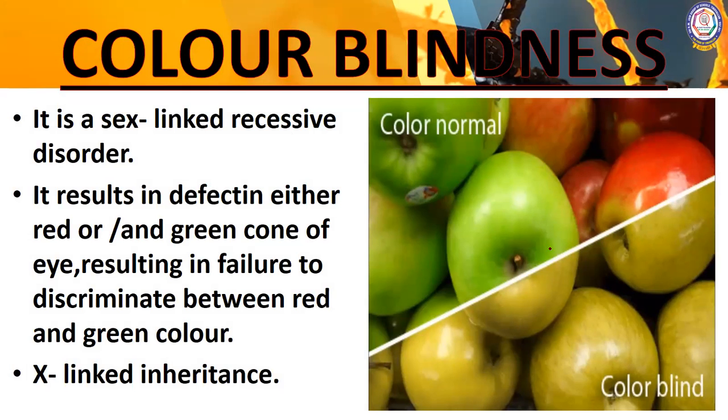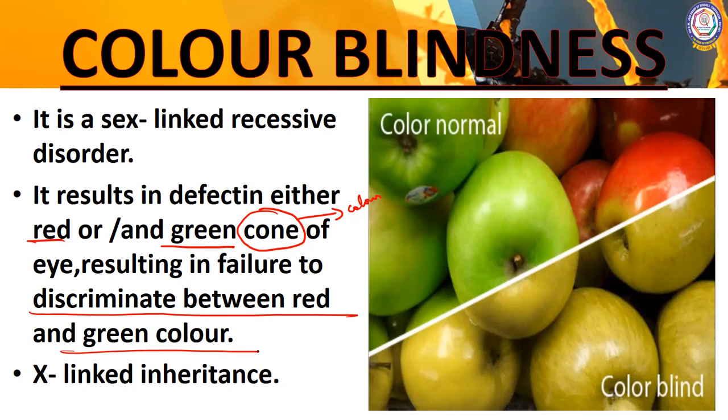Color blindness. Here the person is unable to differentiate the color red or green, or sometimes both, because they have a defect in the cone cells. Where are the cone cells? They are in the retina. In the retina we have rod cells and cone cells. Cone cells are responsible for color. In this case the red cone and the green cone got affected, so they are unable to differentiate between red and green color, sometimes both. It is again a sex-linked recessive disorder.